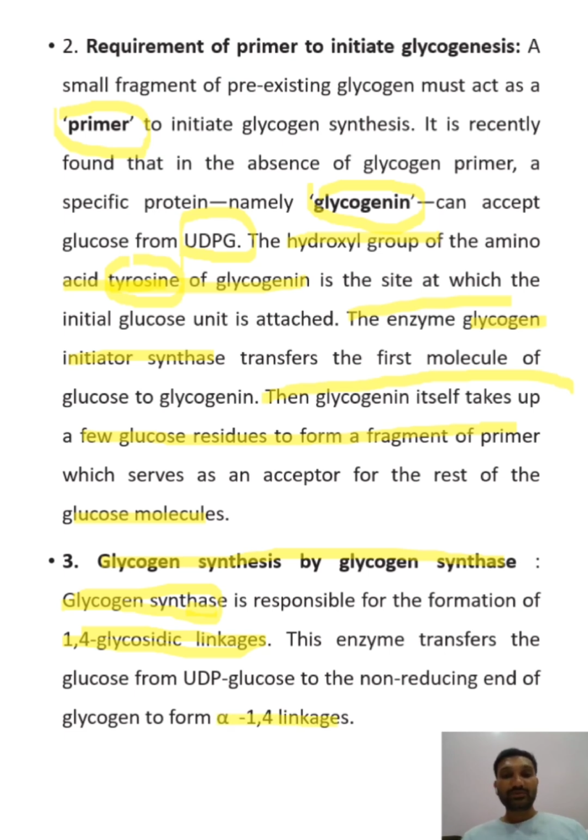So in this process, glycogen synthase connects the glucose molecules with the help of 1,4 glycosidic linkage. We are aware that in carbohydrates, in sugars, the molecules are attached with a special bond called the glycosidic bond. So this enzyme transfers glucose from uridine diphosphate glucose to the non-reducing end of glycogen to form an alpha 1,4 linkage.